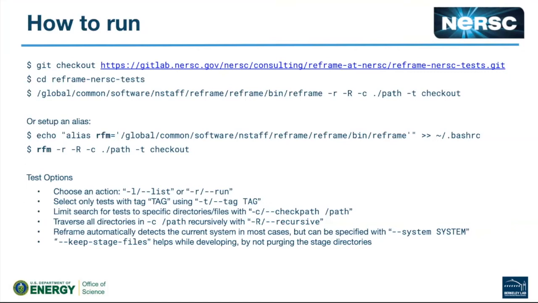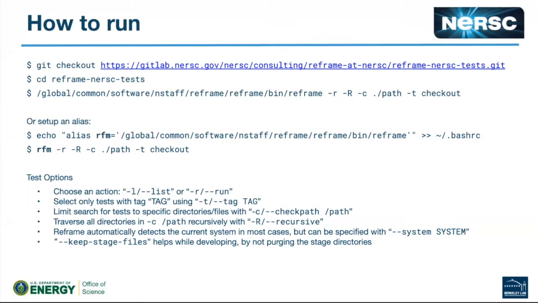So how do you run this? Okay, so first you need to check out the suite of tests, and you can just check it out from GitLab. I put the address in there, and you change to that directory. And then we have a default install of the ReFrame scaffolding in global common that anyone can use. And if you wanted to run all the tests, you would just do this line. So ReFrame and a couple of flags, and then select which tags you want, you're good to go.